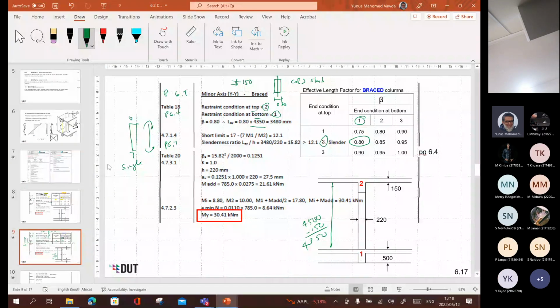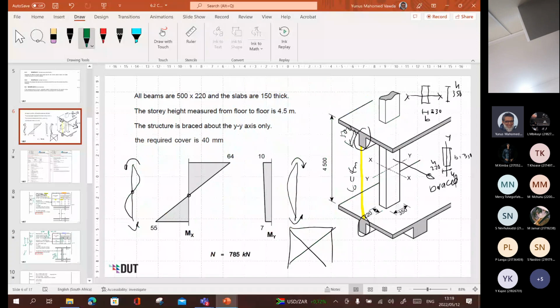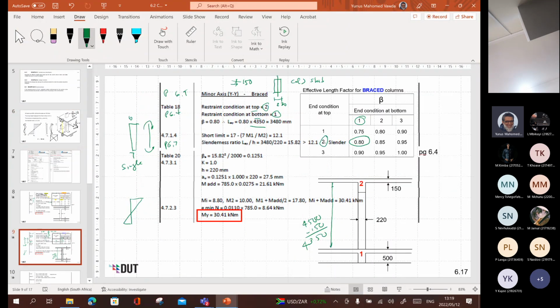All right, so single curvature. So what happens when it's in single curvature? You retain both signs as positive. So it'll be 7/10. So both signs here are positive. So just to emphasize the point. So if we're dealing with one like that, okay, we're not, because it's unbraced in that direction, so we're not interested.